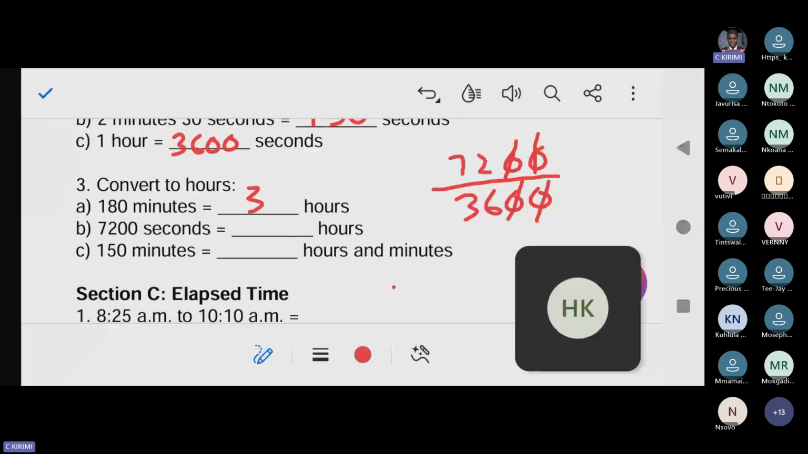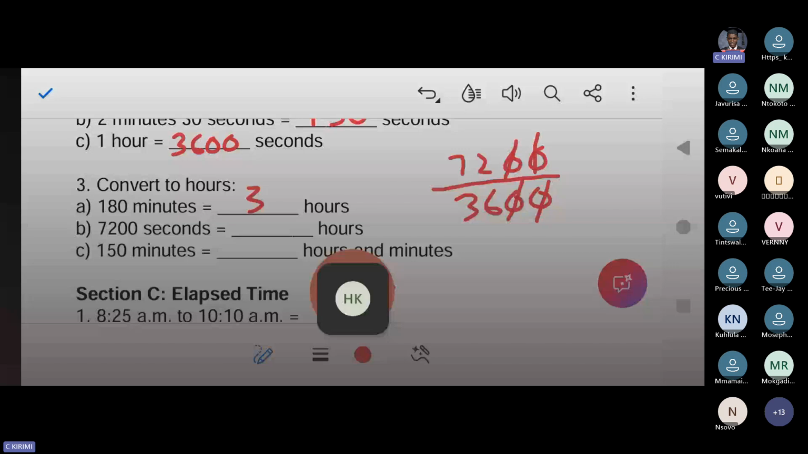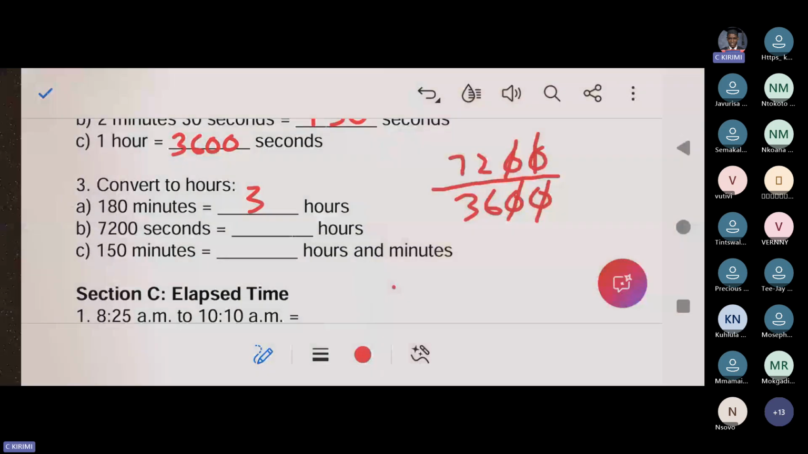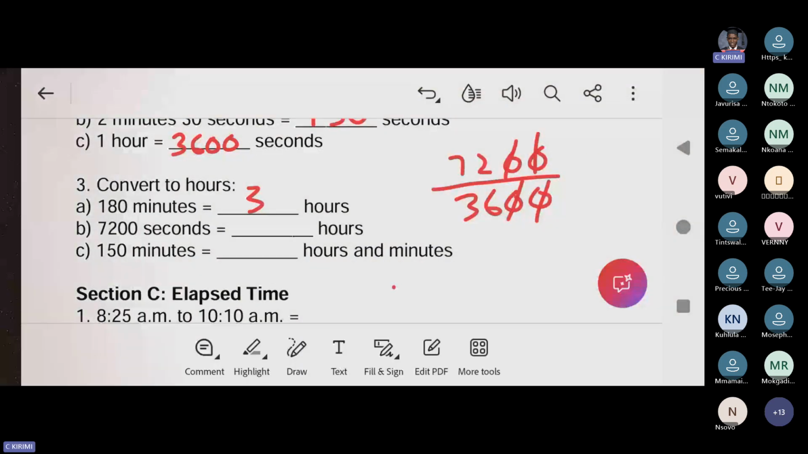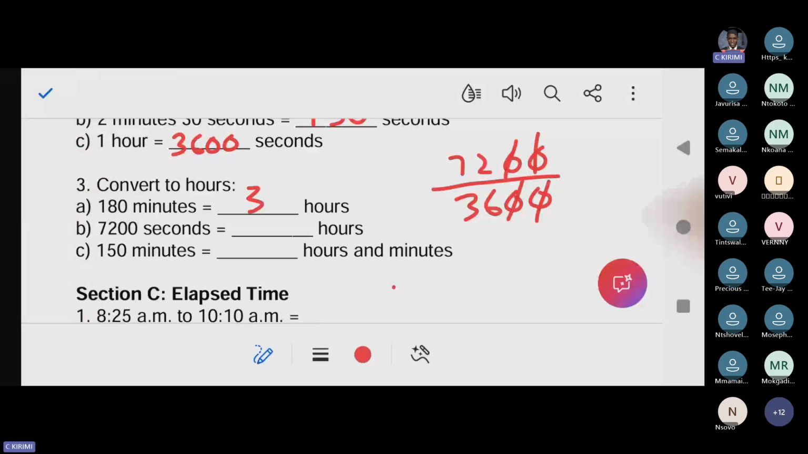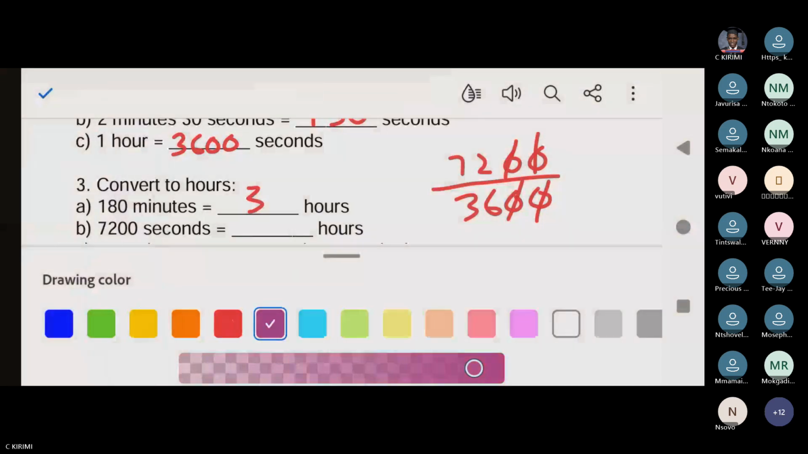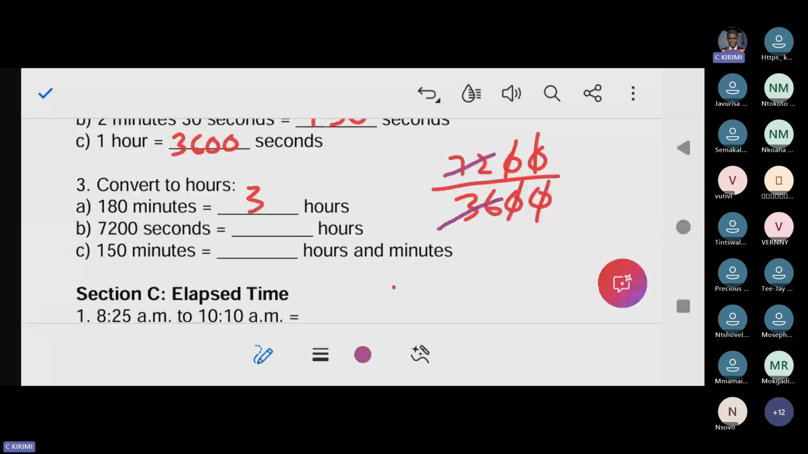All right, let's continue with our problem so that we can start with the grade 7 content now. So we are saying when we divide there, we are going to see 36 goes into 72. How many times? We know twice. So it's 2 times. So the answer there will be 2 hours.